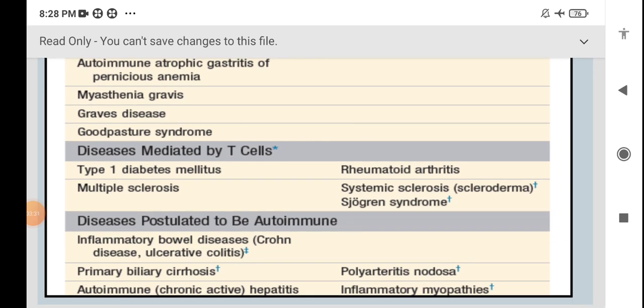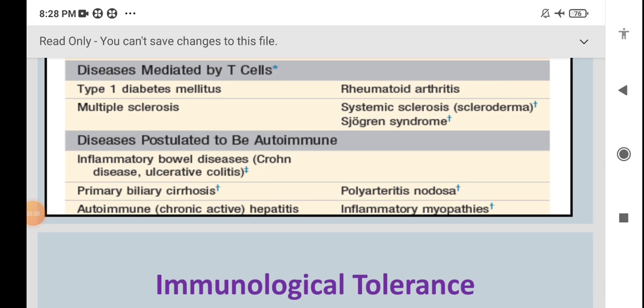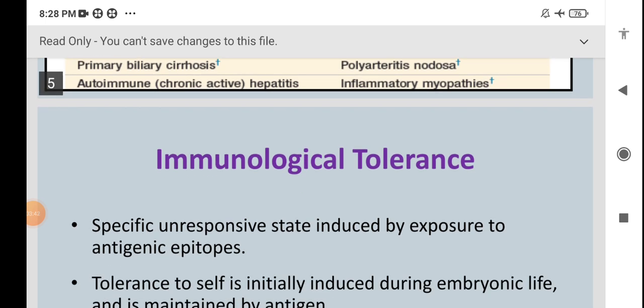Rheumatoid arthritis, systemic sclerosis, scleroderma, Sjogren syndrome, polyarteritis nodosa, inflammatory myopathies.